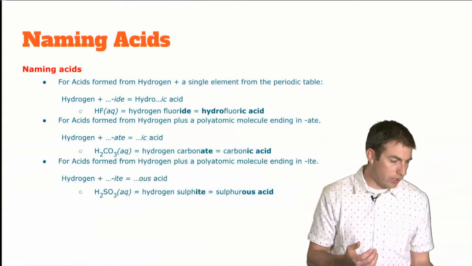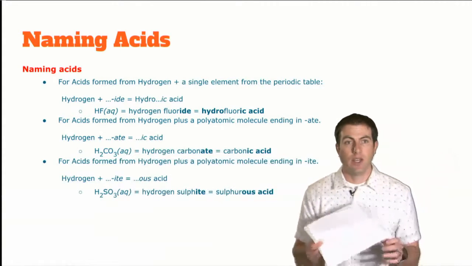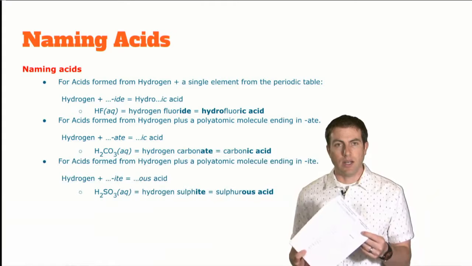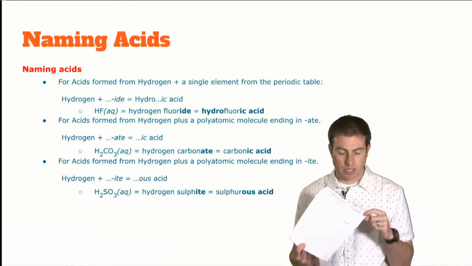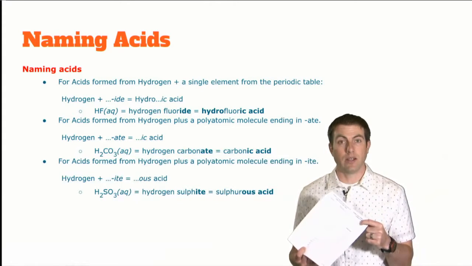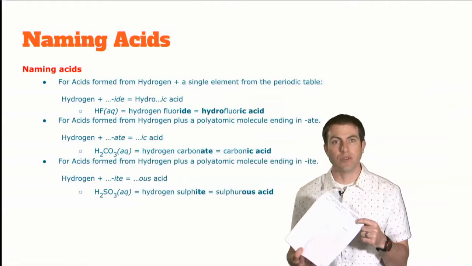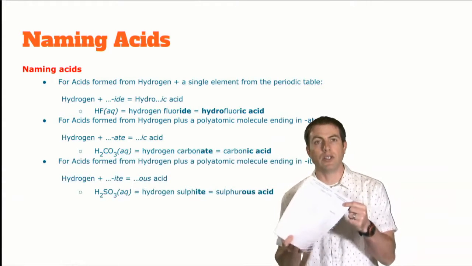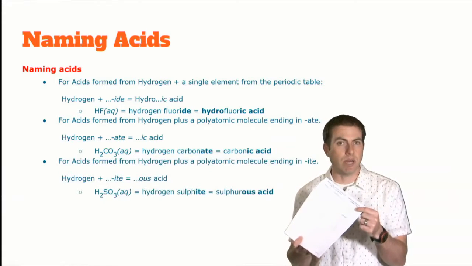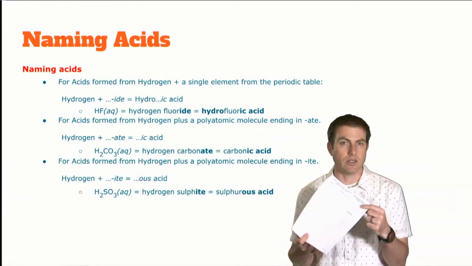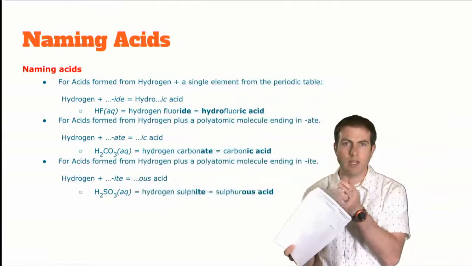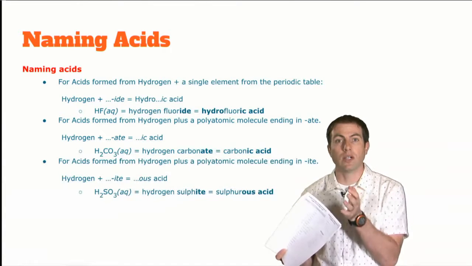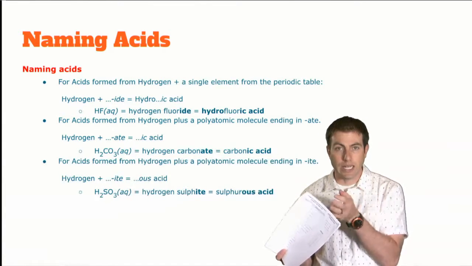And one really easy way to remember that is on page 5 of your data booklet, HCl is there, hydrochloric acid's there. So if you forget the naming rules, there's an example of it right on your data booklet. You just need to remember to look here and say, oh yeah, if it's an H and a Cl, hydrochloride changes to chloric acid.